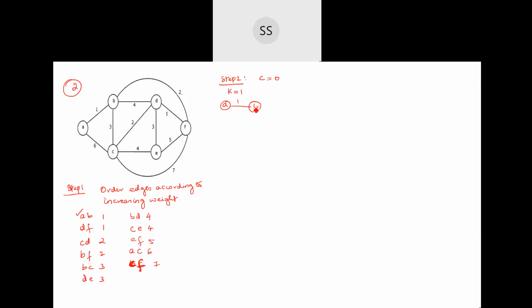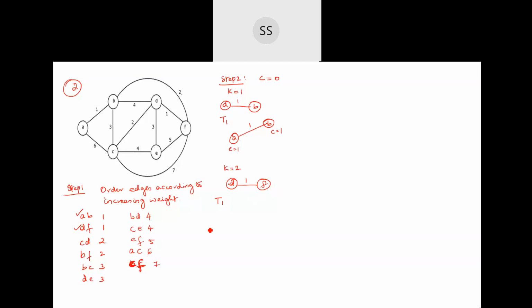Now if A and B don't belong to any tree, I'll call the tree T1, which is going to have my vertices A and B, and they're connected by 1. I'll assign the component value C is equal to 1 to both of them. Now I increment the K value to 2. That is, I'm going to take the next edge, DF, which has got the weight 1. I check whether DF is already there in T1. It is not there. So I need to create a new tree called T2.